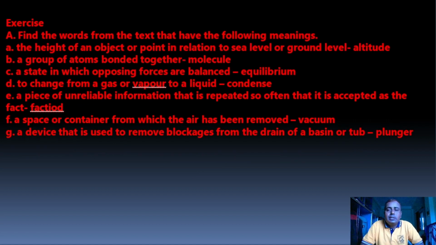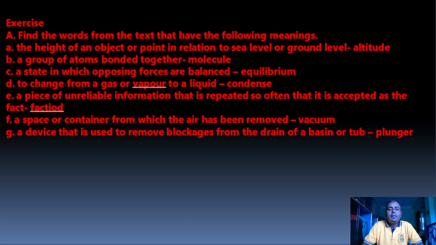Now we have an exercise. Find the words from the text that have the following meanings. The height of an object or point in relation to sea level or ground level, that is altitude. A group of atoms bonded together, that is molecule. A state in which opposing forces are balanced, that is equilibrium. To change from a gas or vapor to a liquid, condense.